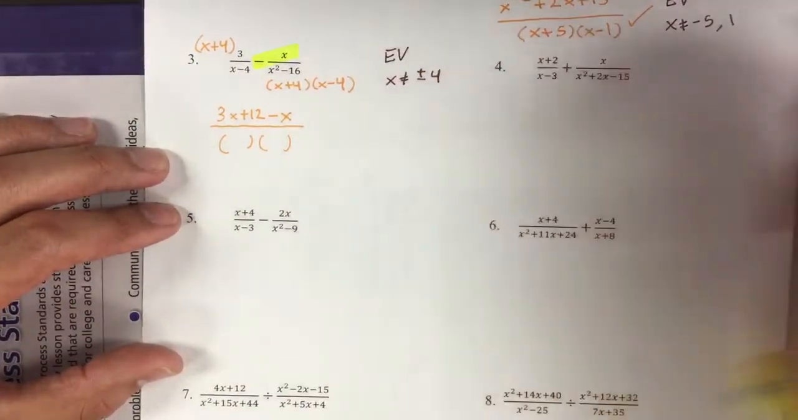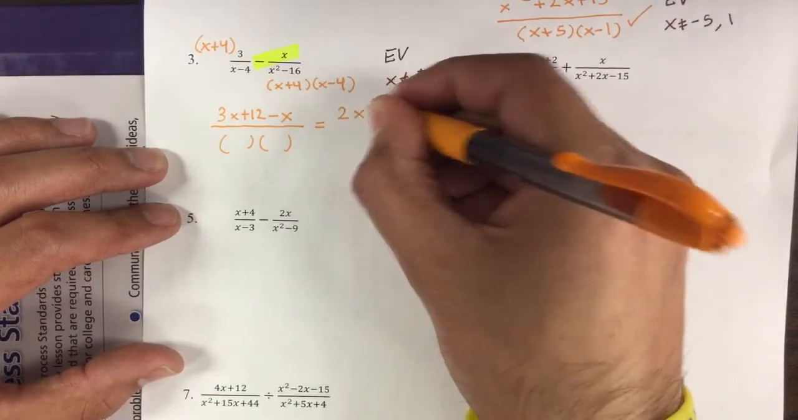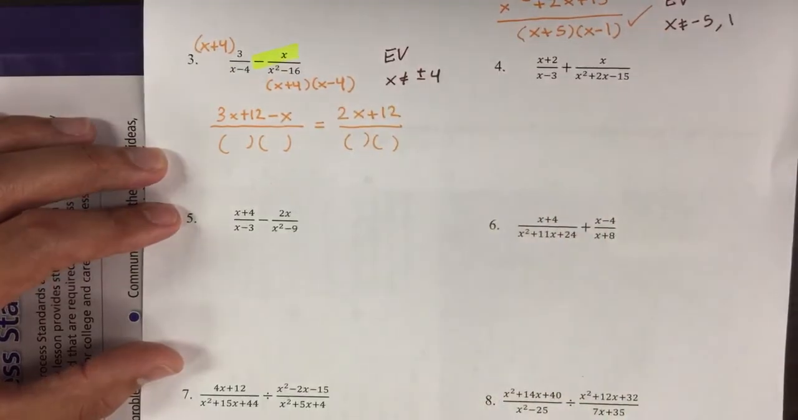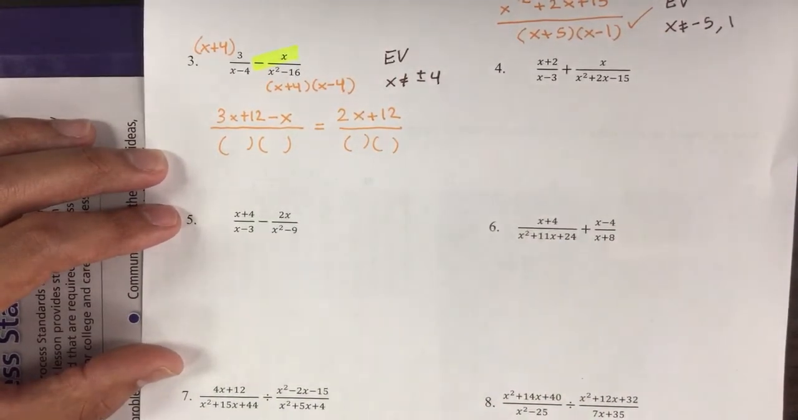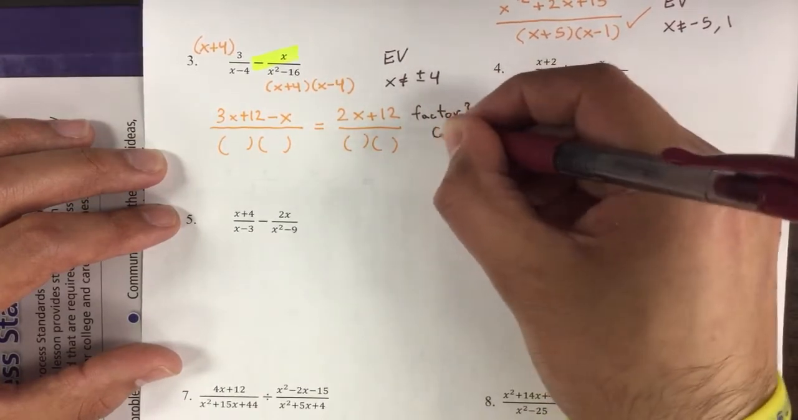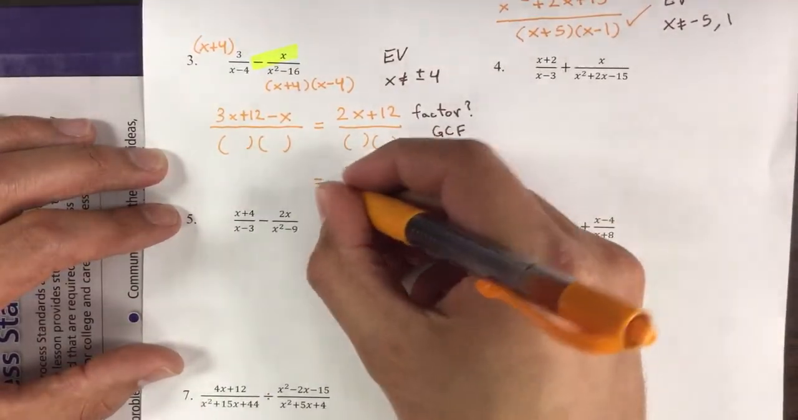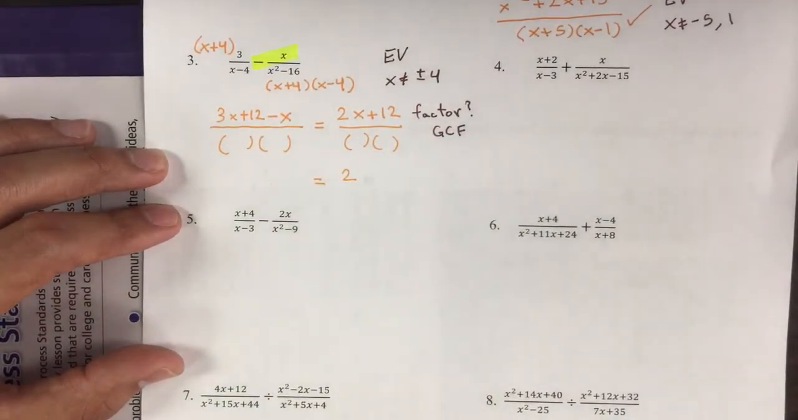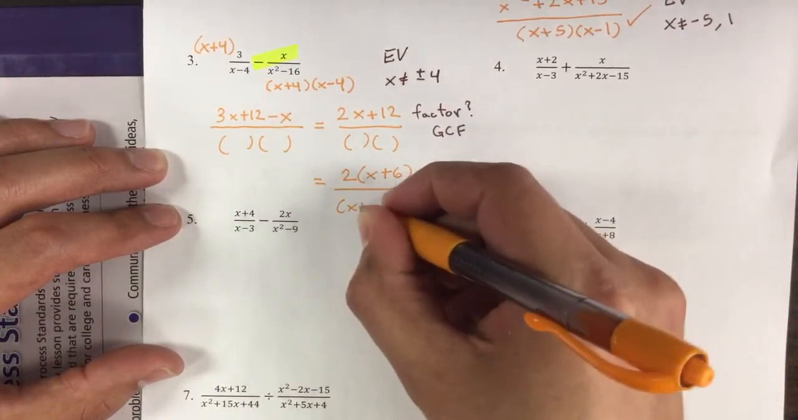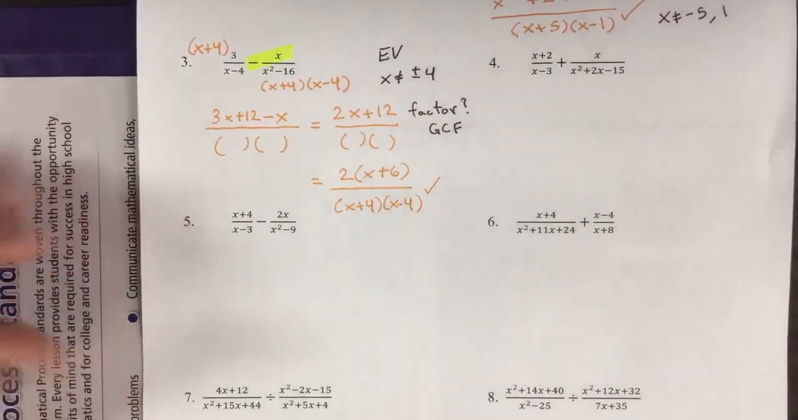Alright, so that's going to become 2x plus 12 over the same denominators, but now we could factor. How do we factor this out? Well, we factor by our GCF. So what does 2 and 12 have in common? 2. So factor that out, and we have x plus 6 left. And now we'll write in our denominators. Okay? So there you have it.